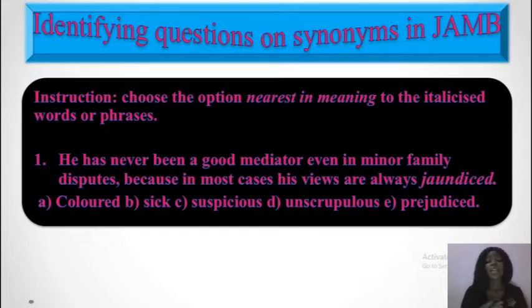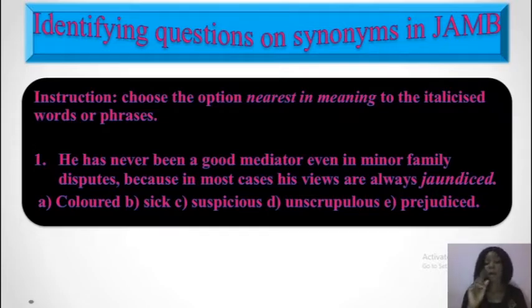Now we know what jaundice is, right? Jaundice is actually a kind of sickness that changes the color of the skin and the eyes to yellow, and it's often prevalent in babies, which could be as a result of maybe a liver problem, a liver disease, or anything of such. Now we have options here.